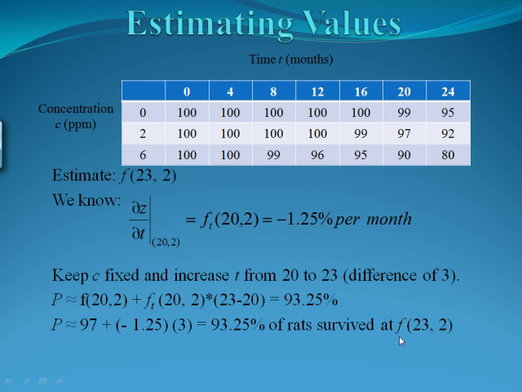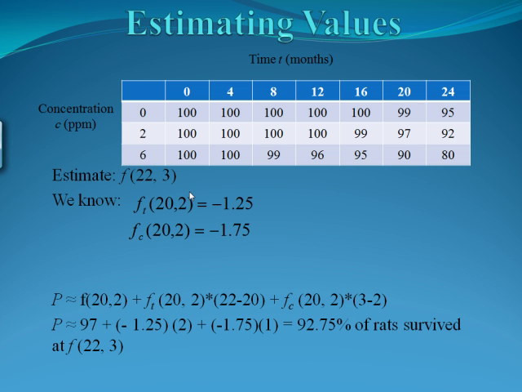So you can see how we can use these partial derivatives, just like local linear approximation, to see how much we've moved. Now for both the cases we've just looked at, one of the values, either concentration or time, was one given in the table. Sometimes we want to estimate a value where neither of them can be fixed. So let's look at that. So say we want to estimate the function at 22, 3.